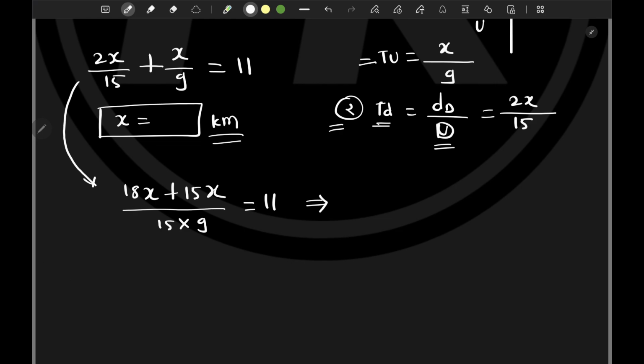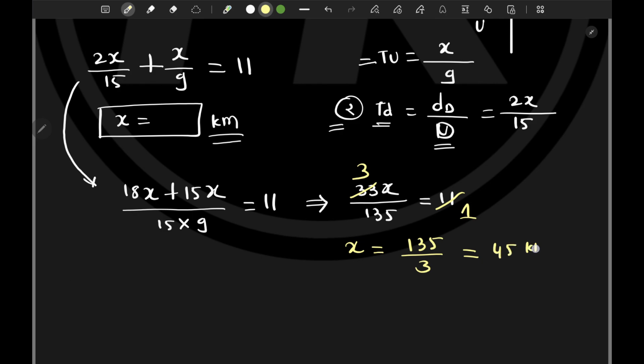So 18x plus 15x will be equal to 33x divided by 15 nines, which is 135, equal to 11. Now can I say 11 ones are 11, 11 threes are 33? I can write it this way, right? And hence x is equal to 135 divided by 3. Now tell me what it will come. It will come around 45 kilometer.